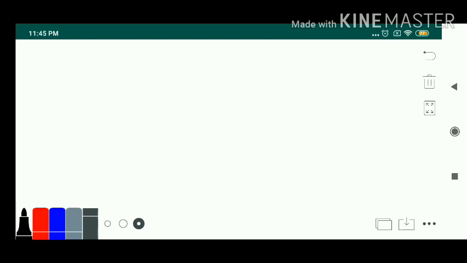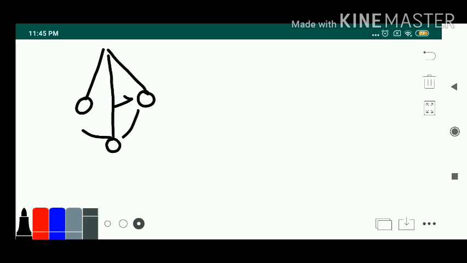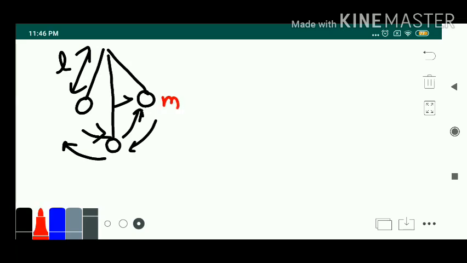Okay. See, the question is like this. You know the pendulum, right? It moves to and fro. So this will be its mean position. It moves to and fro like this. Now say this pendulum, this entire string, has length L, and the mass of the bob is m, and the acceleration due to gravity is g.